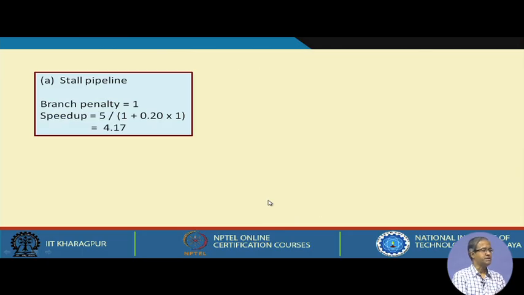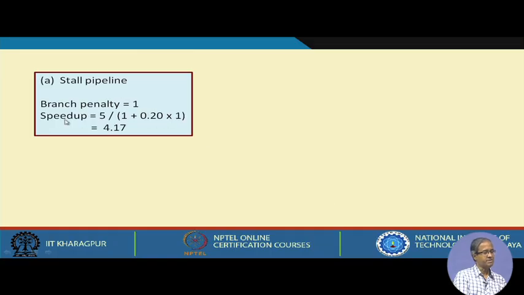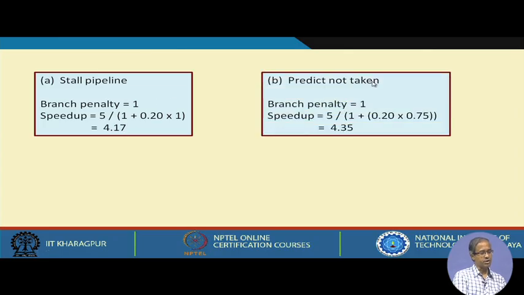So, let us look at the 4 possibilities. In the stall pipeline strategy, where you are stalling always, your branch penalty will be 1. 20% of the instructions are branches, and for all the branches you are stalling. So, 0.2 multiplied by 1, and if you calculate, speedup becomes 4.17. The second strategy, predict not taken: you incur the overhead only for the 75% of the cases where the branch is actually taken. So, your speedup is higher, 4.35.